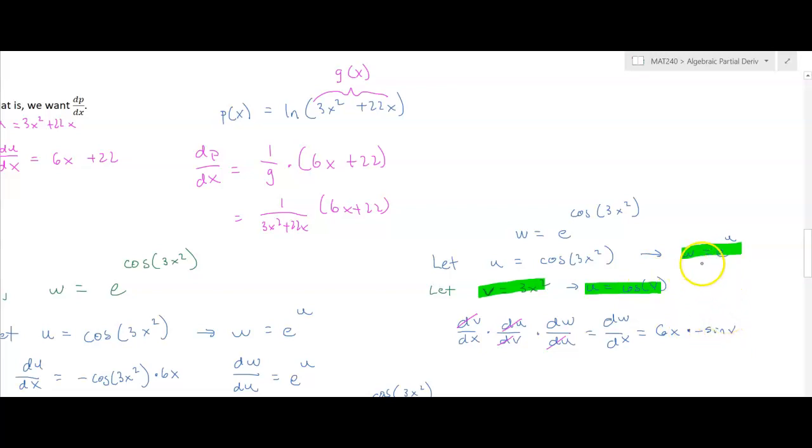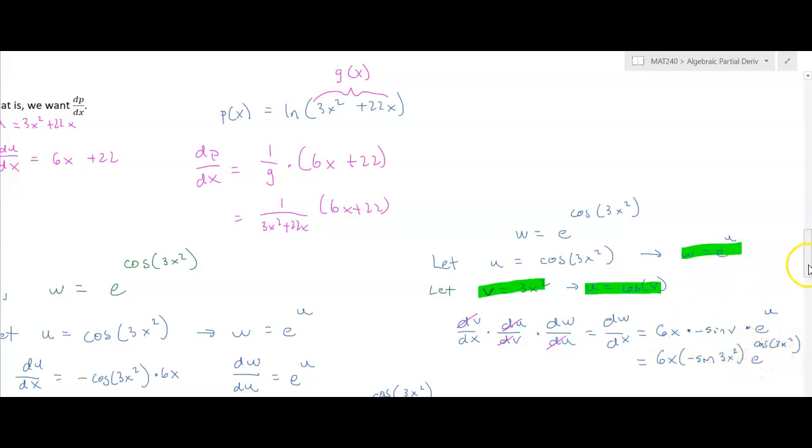And du, the derivative of e to the u, is just e to the u. And so now I can multiply these three things together. Ultimately, I do have to replace v, so this will be times negative sine of v, which is 3x squared, times e to the u, where u is the cosine of 3x squared. So e to the cosine of 3x squared.